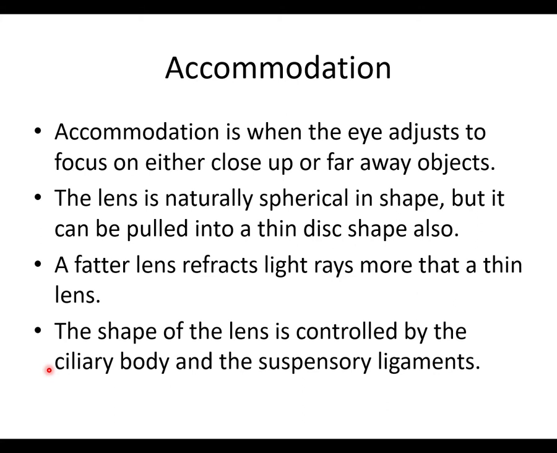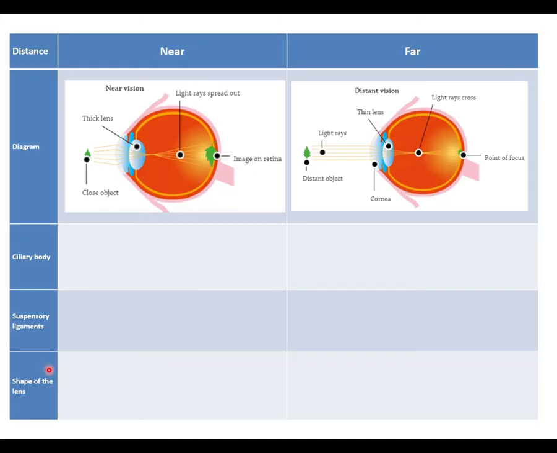Now, hopefully you have either managed to print off this table, or if not, you can draw it out now, draw some rough diagrams. We're going to go through and fill in the different parts of what happens to the eye when we're focusing. We're going to start off by looking at something that is near.